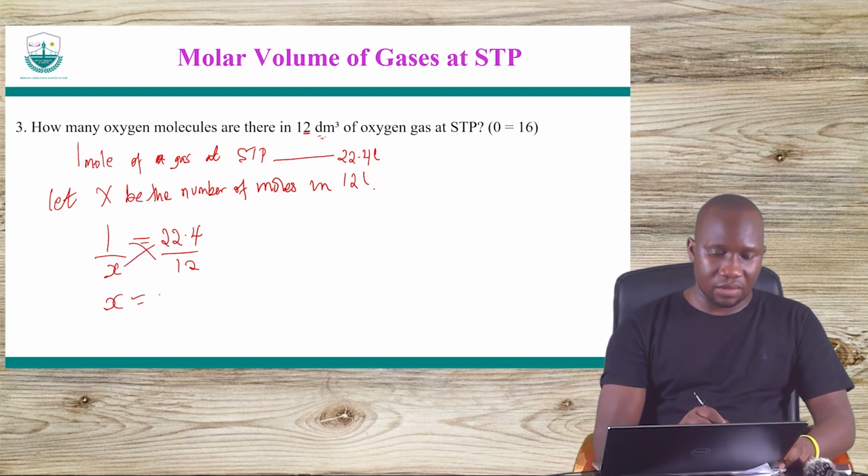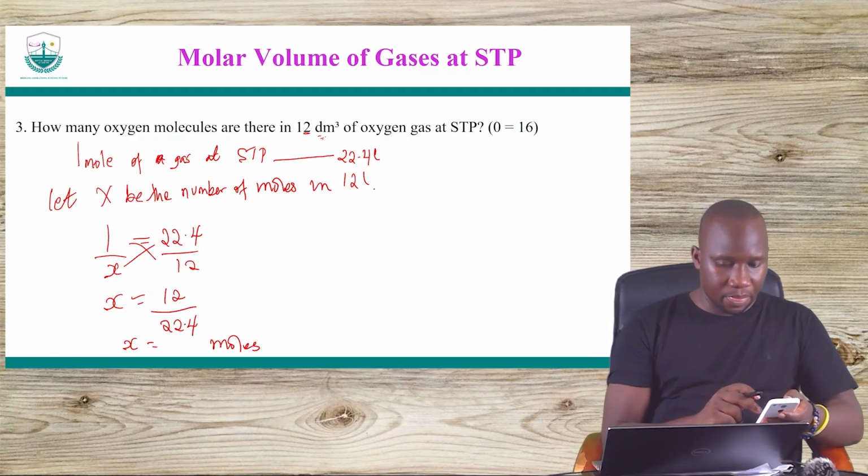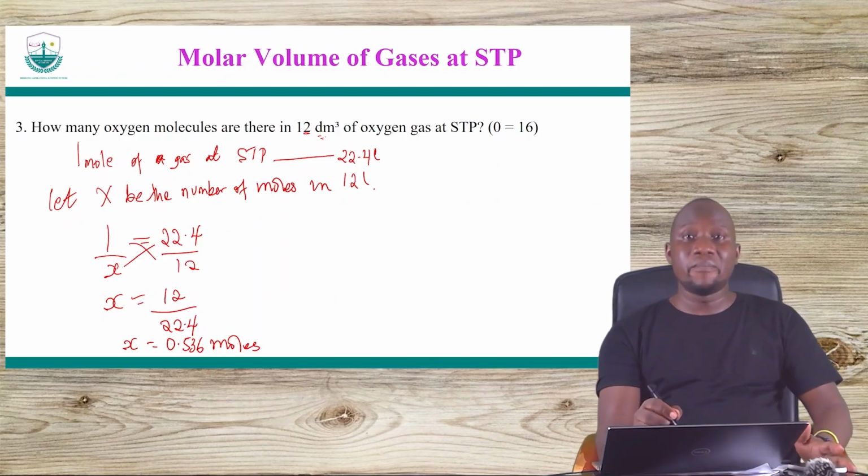So this will definitely be 12 divided by 22.4. So this gives us what? Remember, these will be moles. So 12 divided by 22.4, you get 0.536 moles.